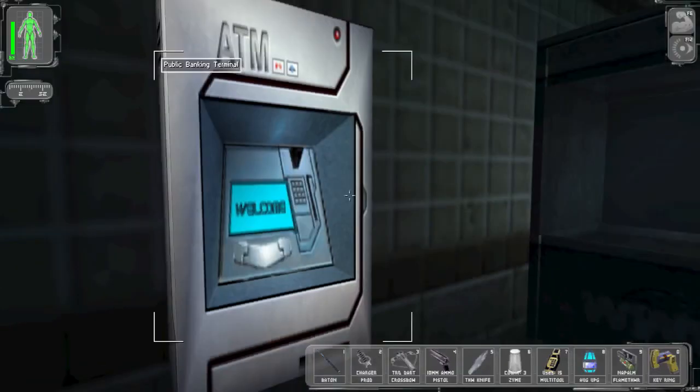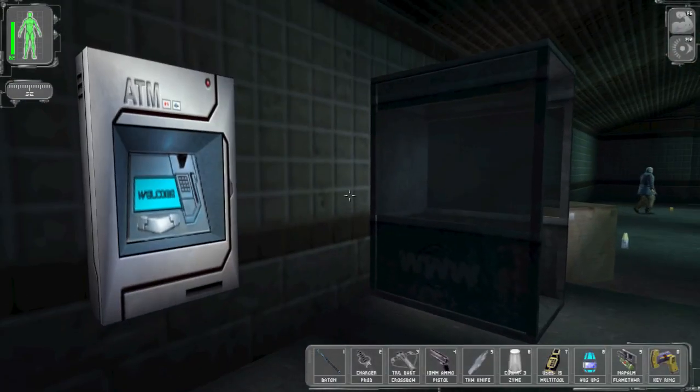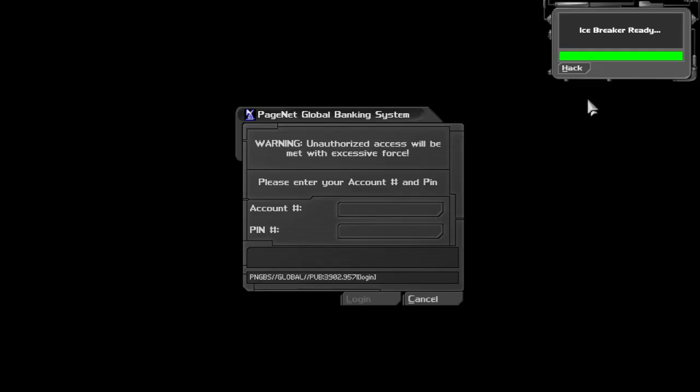9, 4, 7, 7, 6, 1, 2, 8, 100. Okay, and there is a problem. Because you see, we know only two passwords, but this ATM has like five. So we need to hack the rest. It is what it is.